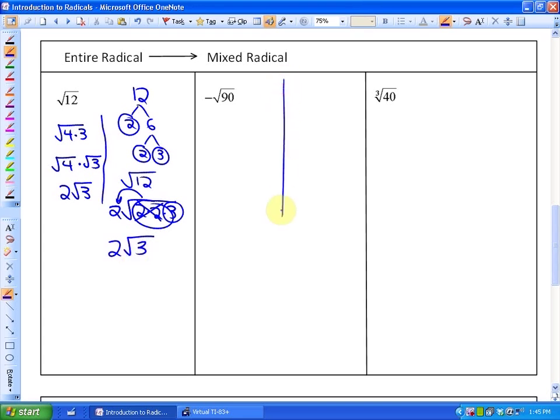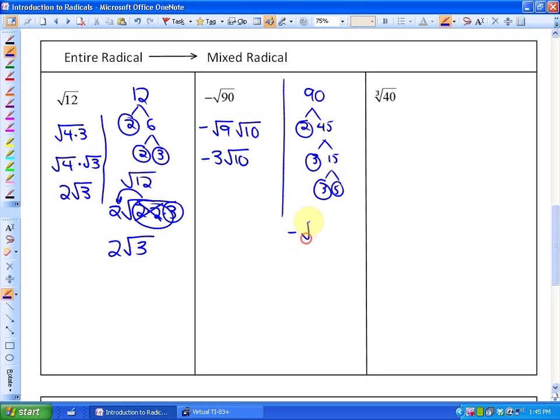In this next one, for those who are good with their perfect squares again, you'll see that this is negative square root of 9 times square root of 10, which is negative 3 root 10. For those who aren't, here is your factor tree. 90 is 2 times 45, which is 3 times 15, which is 3 times 5. So it's negative square root of 2 times 3 times 3 times 5, and this pair of 3's can come out as a single 3, leaving us with negative 3 square root, and then just multiply the remaining factors in the radicand. That becomes negative 3 square root 10.